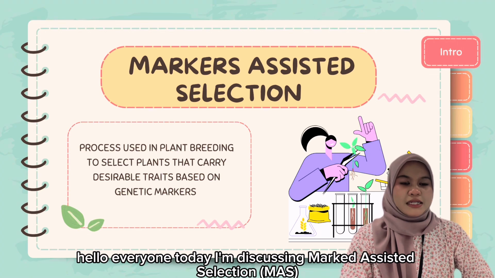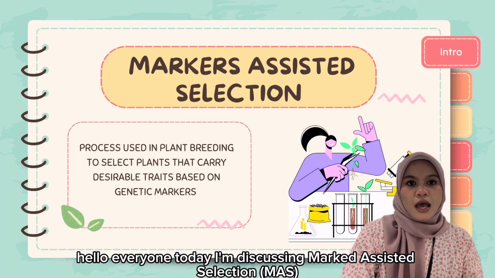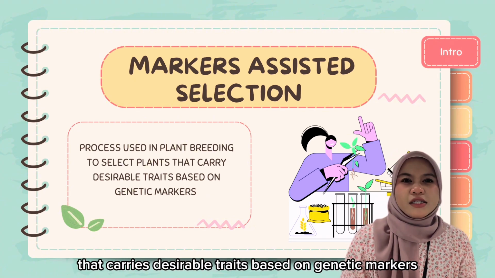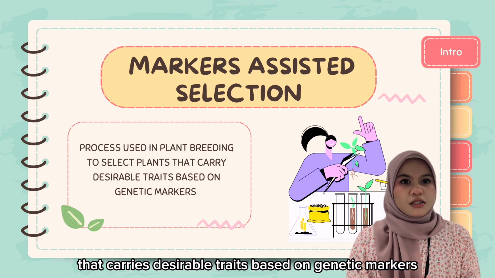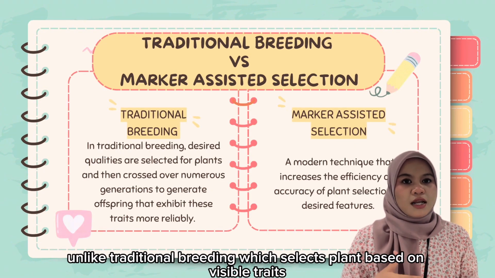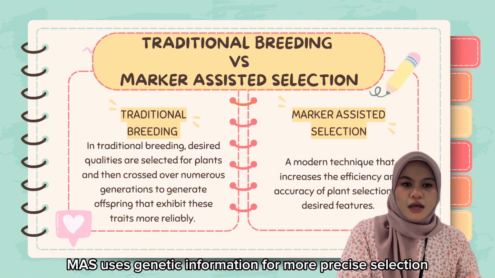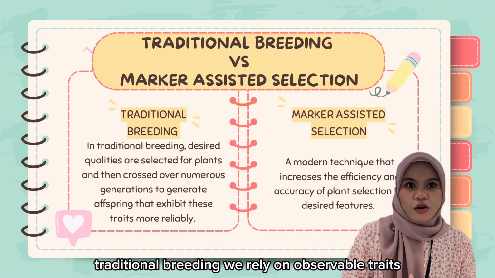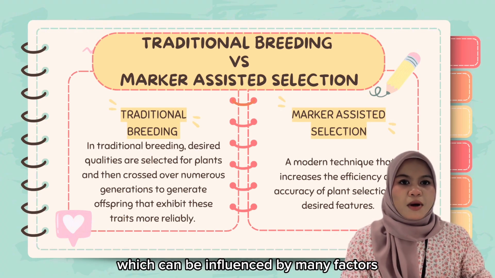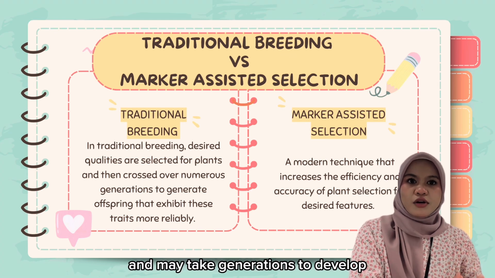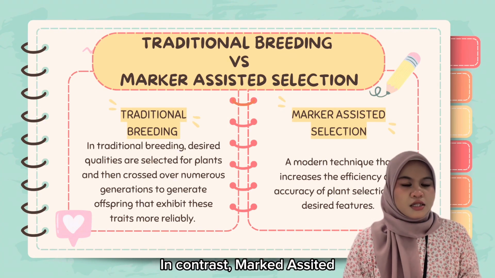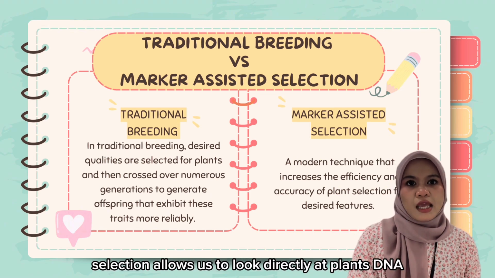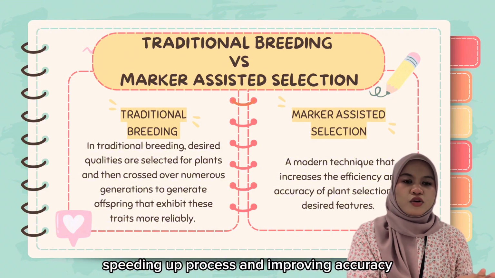Hello everyone, today I will be discussing marker-assisted selection, MAS, a powerful process used in plant breeding to select plants that carry desirable traits based on genetic markers. Unlike traditional breeding, which selects plants based on visible traits, MAS uses genetic information for more precise selection. In traditional breeding, we rely on observable traits which can be influenced by many factors and may take generations to develop. In contrast, marker-assisted selection allows us to look directly at plants' DNA, speeding up the process and improving accuracy.